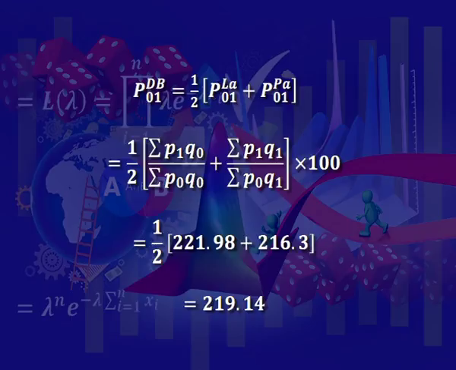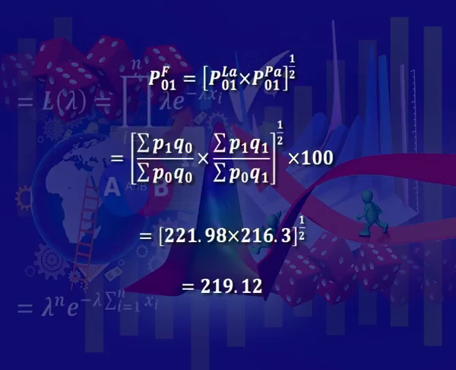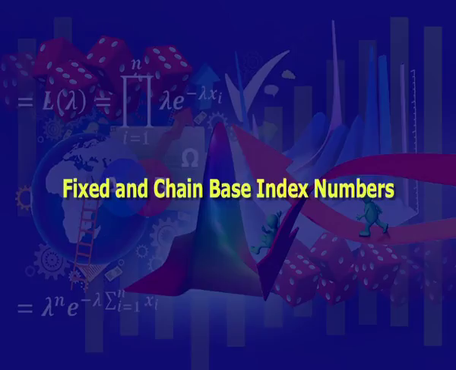B. Dorbish-Bowley price index number is given by P01DB equal to 1 upon 2 into bracket P01LA plus P01PA, which is equal to 1 upon 2 into bracket 221.98 plus 216.3, which comes out 219.14. C. Fisher price index number. By the formula, P01F equal to square root of P01LA into P01PA. Substituting the answers of P01LA and P01PA, we get square root of 221.98 multiplied by 216.3, which comes out at 219.12.